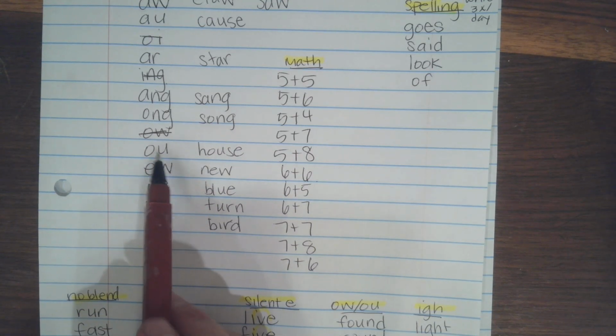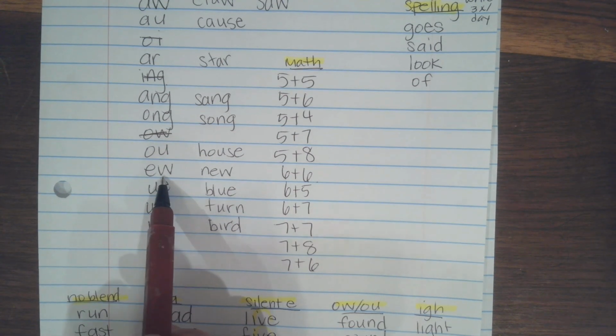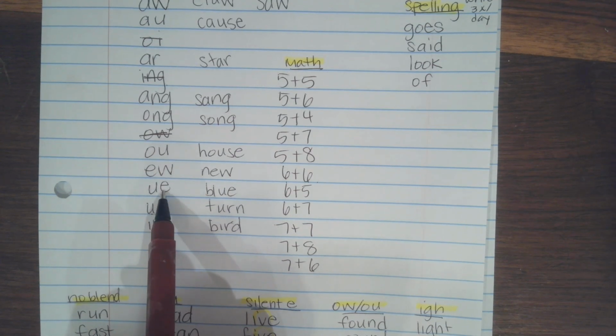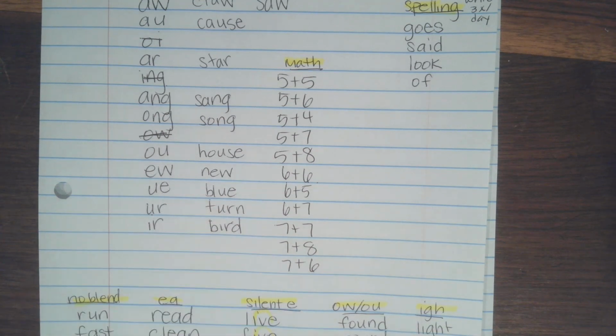OU makes ow, EW makes oo, UE makes oo. So we're going to say it 3 times. Ow, oo, oo. And then UR and IR make the same sound. We're going to say it 3 times.